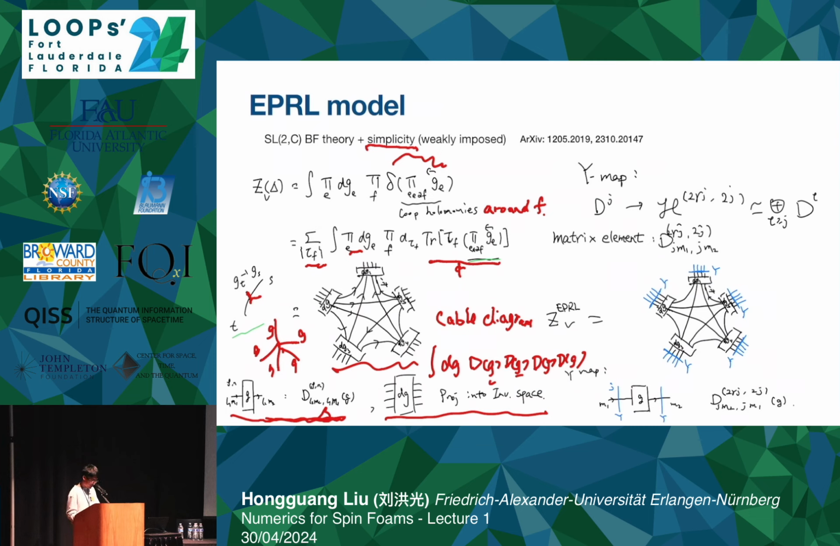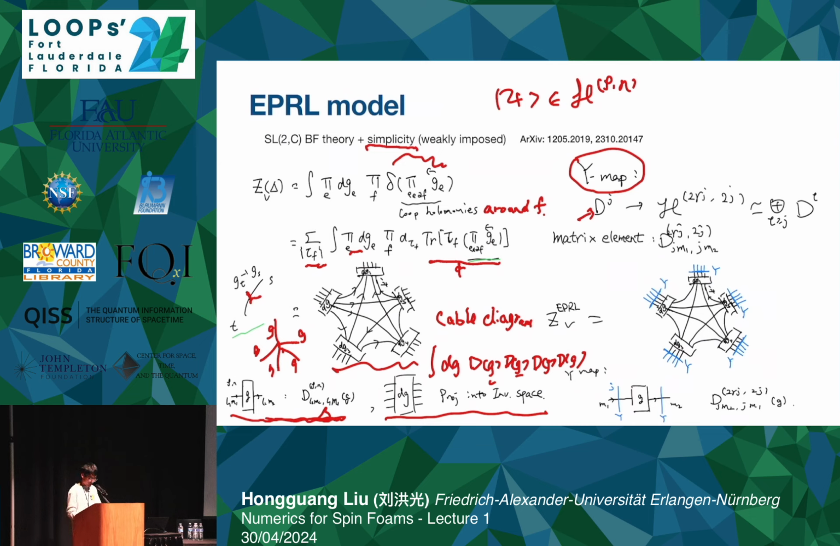So here, for the BF, everything is SL2C. So all the boundary states are actually states with SL2C unitary irreducible representations, labeled by rho, n. But this weakly imposed simplicity constraint, usually we call it the Y map, tells you that the boundary state is isomorphic to the SU2 representations. So basically, we put boundary conditions on the SL2C Hilbert space.